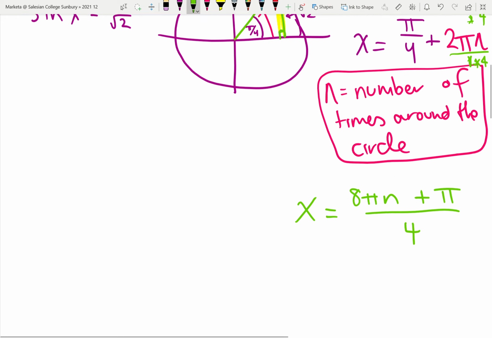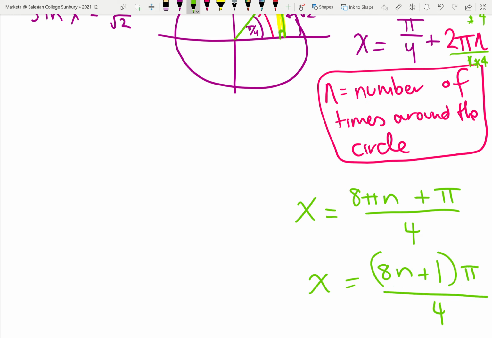And even nicer is if I go like this, 8n plus 1, pi over 4. And then you see any value for n that I sub in, just say I sub in a 3, 8 times 3 is 24, plus 1 is 25, so 25 pi on 4. So you get the solution really quickly and easily there in a form that's really nice.